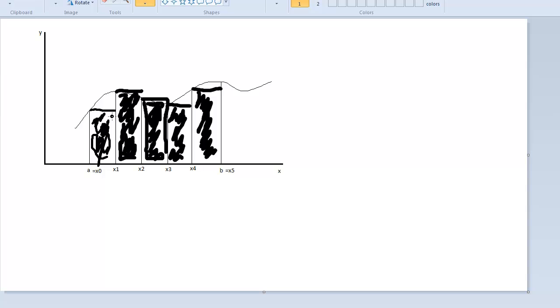Well, if the regions are equally spaced, that means that the difference between x0 and x1 is the same as between x1 and x2. That would be the best case for us, and that would simplify our computations. We call the difference between those two points, between a and x1, x1 and x2, x2 and x3, dx, like differential of x.